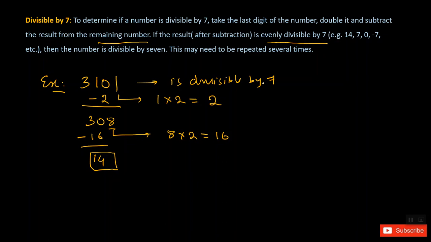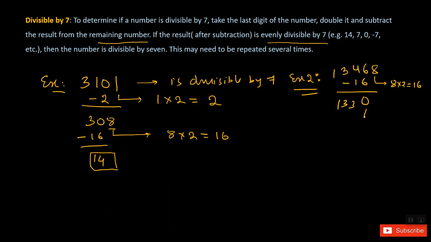Let's take another example. Example number 2. Let's take a bigger number, 13468. The rule is the same. Always take the last digit and double it, 8 times 2, it's going to be 16. Subtract that 16 from the remaining number. If you do, 6 minus 6 is 0, 4 minus 1 is 3, this 3 as it is and this 1 as it is.